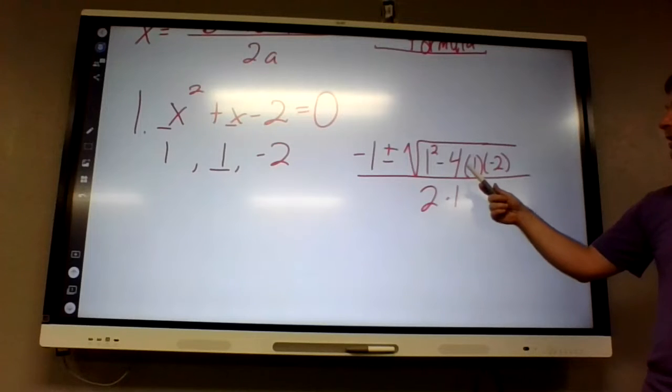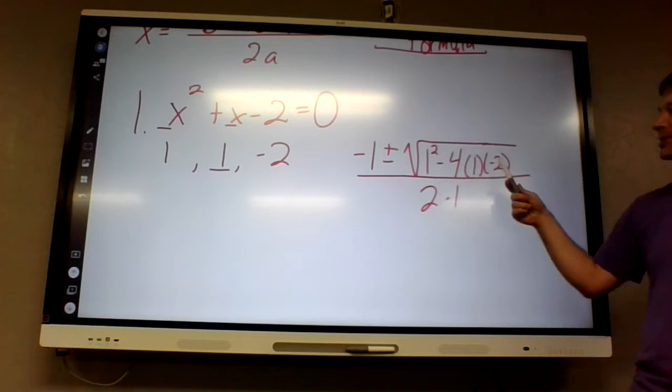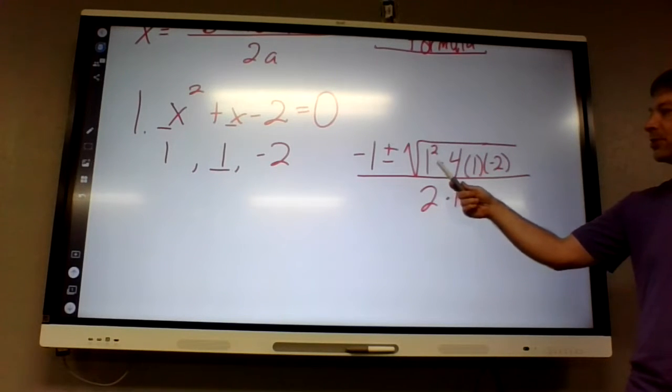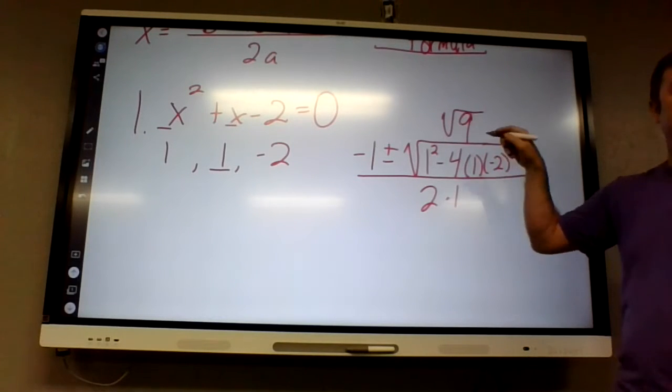So I'm going to do this with my head though. Negative 4 times negative 2 is 8. So this is positive 8 right here. So 1 squared is 1. 1 plus 8 is 9. So really we've got square root 9.